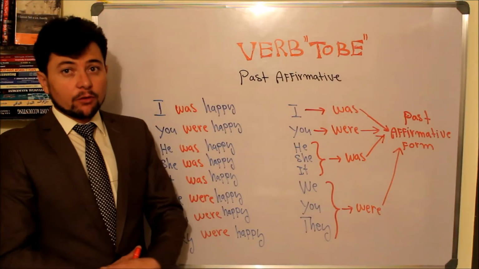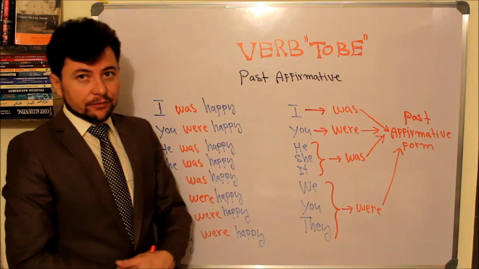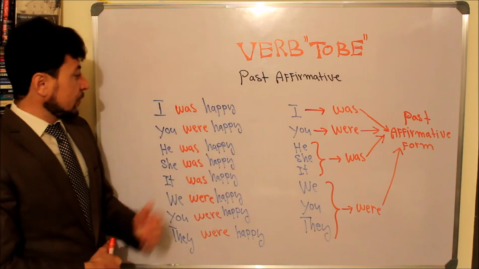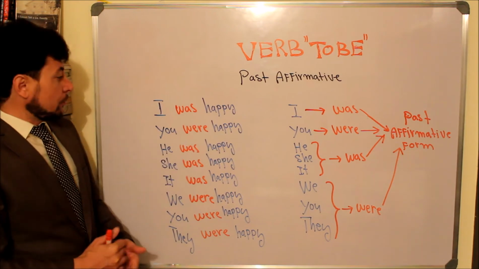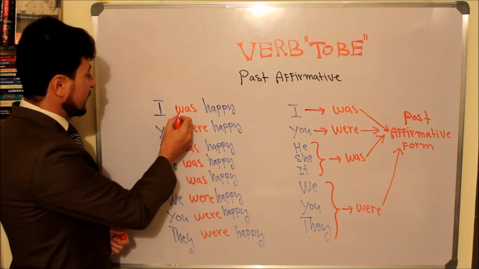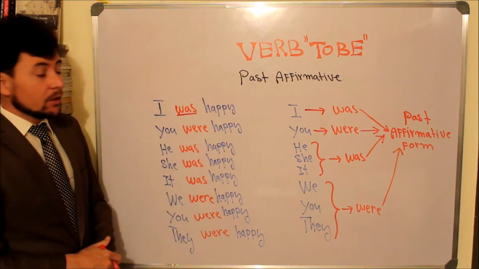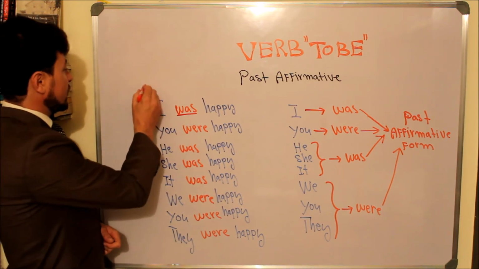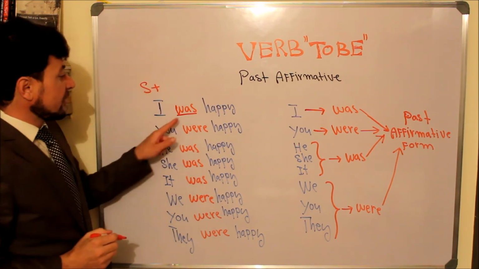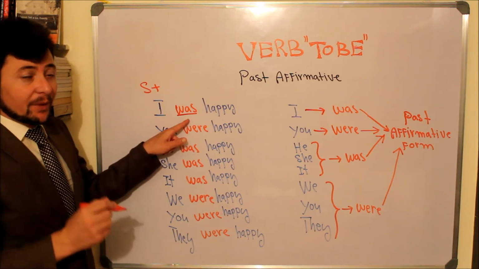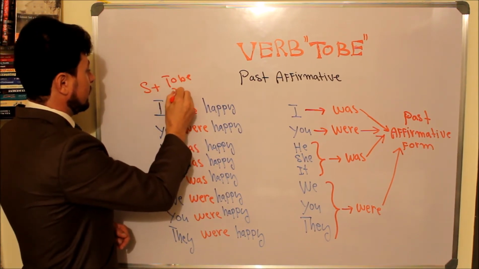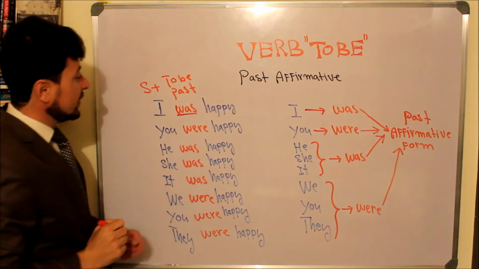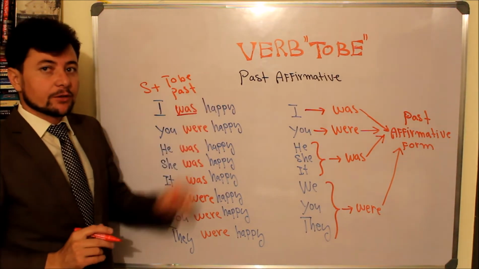Here is past of verb to be in the affirmative form. So look at this sentence. I was happy. So here verb to be is was. So first we have subject, after that we have verb to be in the past, and after that we have the rest of the sentence.